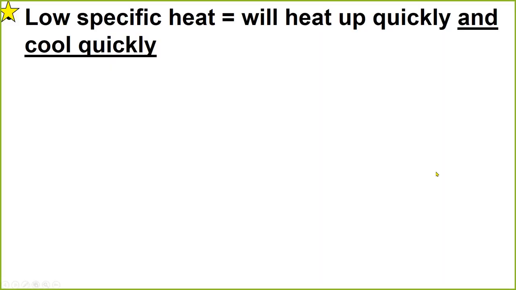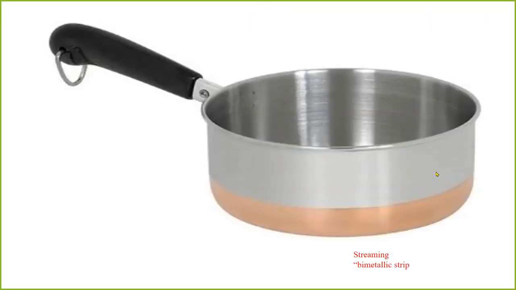The thing is, low specific heat items will heat up quickly, but they're also going to cool off quickly. All right, so for example, you have this pot. Has anybody seen a pot like this where it has two different kinds of metals? Yeah, and there's a reason for that, because those two different kinds of metals can heat up at different rates. So in this case, they have copper on the bottom and the aluminum on the side. Here's a clip that kind of demonstrates that.